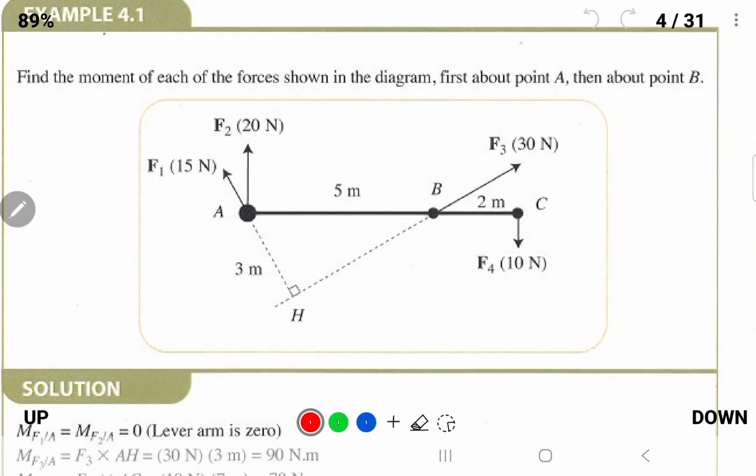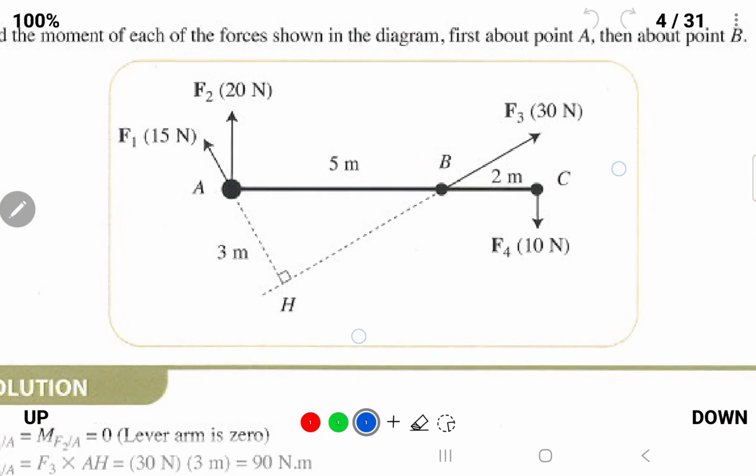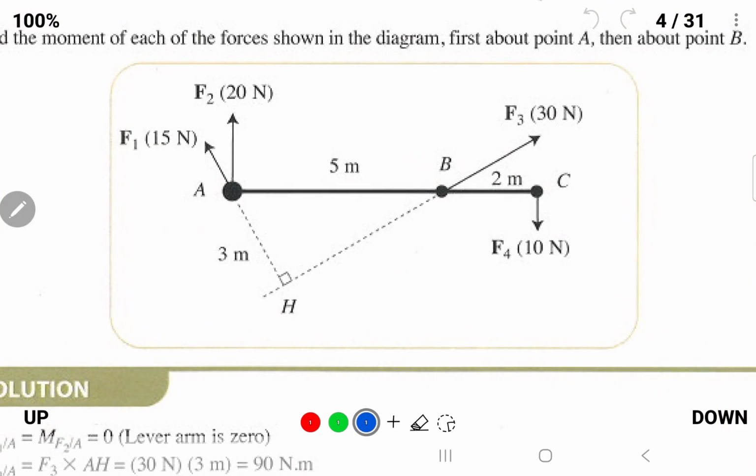In this video I'm going to explain to you how you find the moment in a very easy way. First step here, we have to find the moment of 4 forces about pivot A and then the moment of 4 forces about pivot B. So let's start with pivot A.